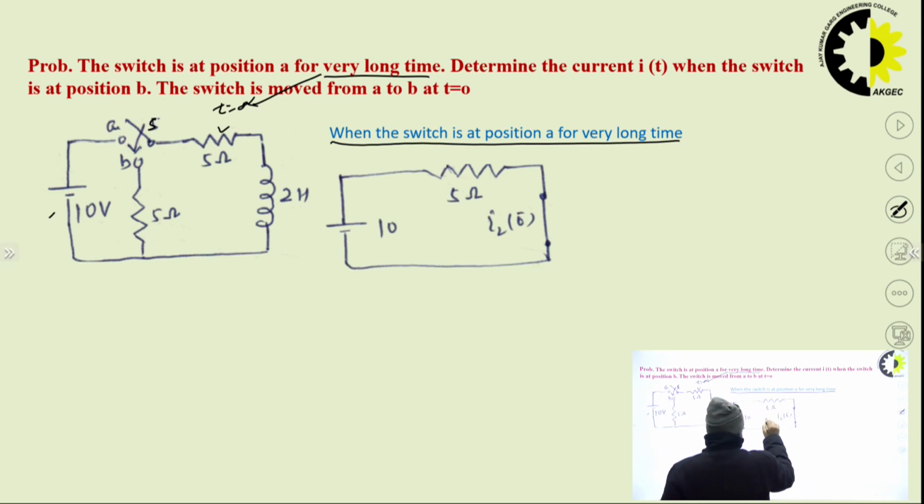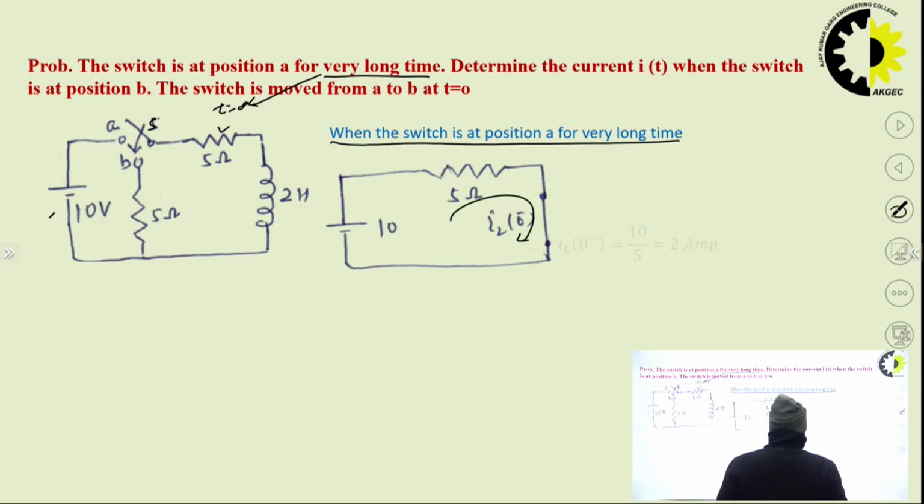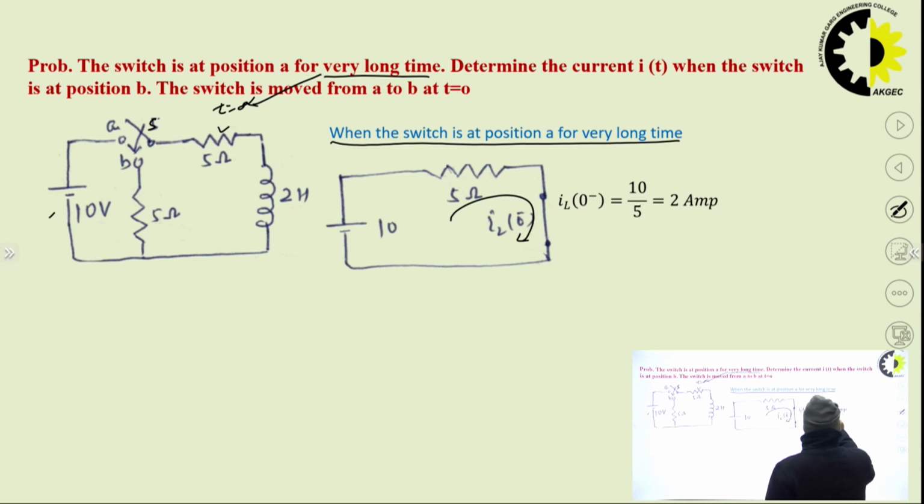Now, we can find the initial current I0 through the inductor. It is very simple, Ohm's law, 10/5, so 2 ampere. So, 2 ampere is the initial current flowing through the inductor. This is the first part of the problem. First, you have to find the initial condition.